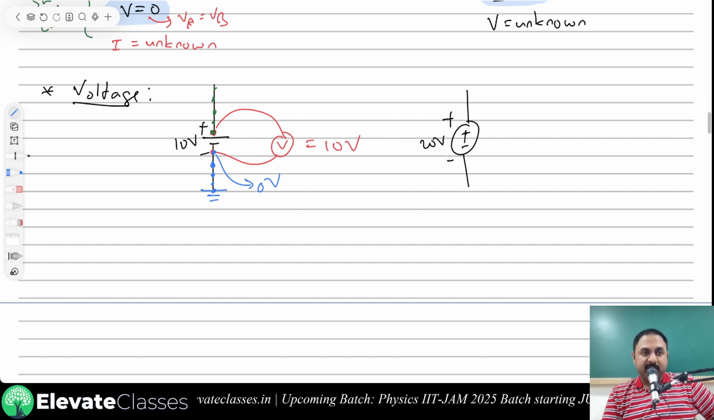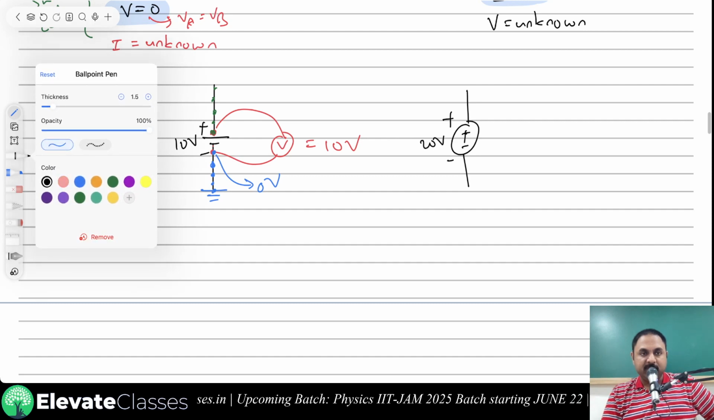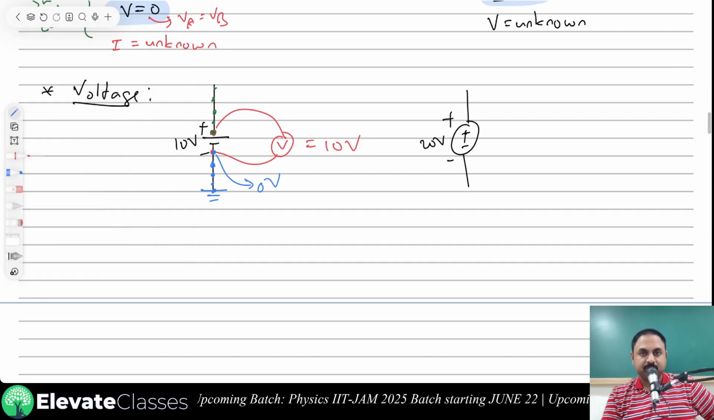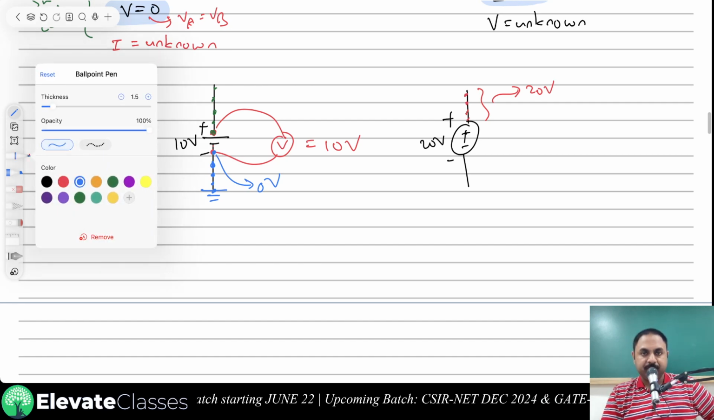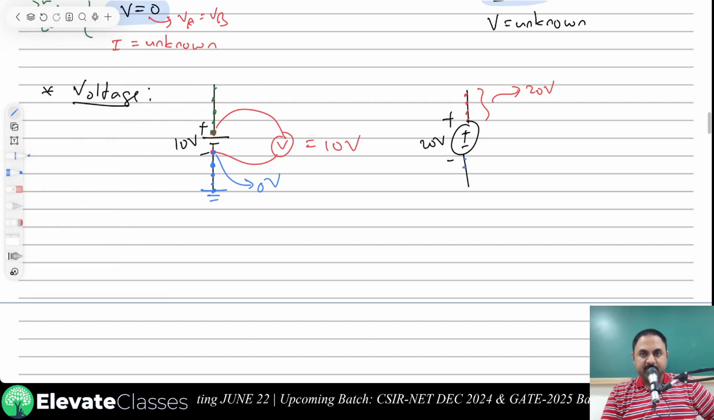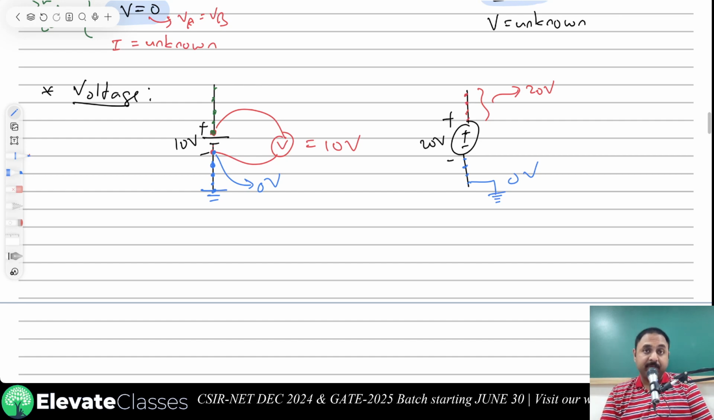That means all these points will be 20 volts. This is plus 20. This is plus 20. This will be 20 volts. And all these points below will be connected to ground. This point, this point, this point, this point. All of these points are connected to ground. That means they are 0 volts. Okay, this intuition is important if we are to understand what comes next.